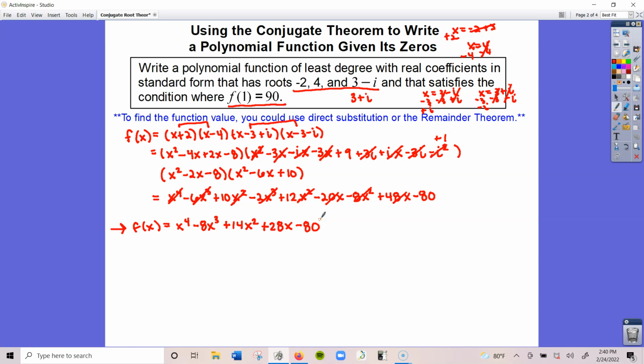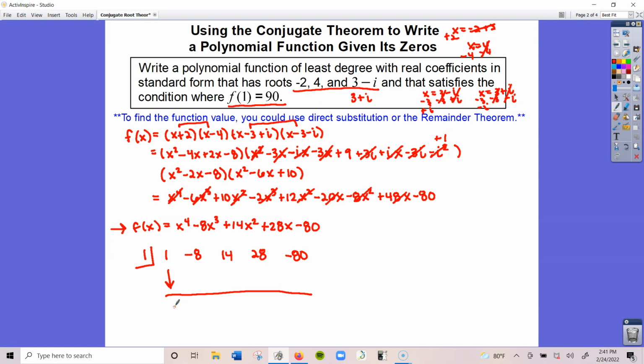We can plug in 1 for every x, or we can use the remainder theorem. Remember that the remainder theorem, or another term, synthetic substitution, also gives us the function value. So we want to check, will this equal 90? Because that is what we want our polynomial to equal. So I'm going to use synthetic substitution. I'm going to put 1 in the box, and write all of my coefficients: 1, negative 8, 14, 28, and negative 80.